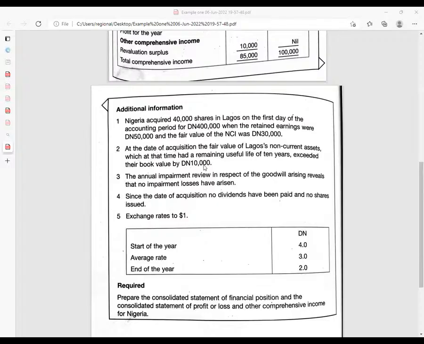At the date of acquisition, the fair value of Lagos non-current assets, which at that time had a remaining useful life of 10 years, exceeded their book value by DN 10,000. Can somebody in this case here advise me? What shall we do there?